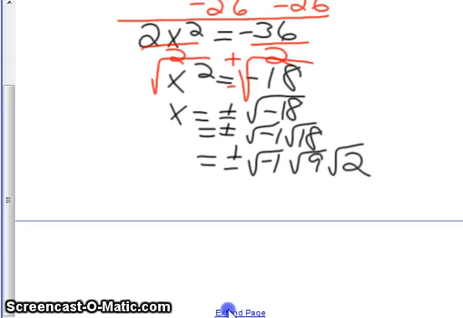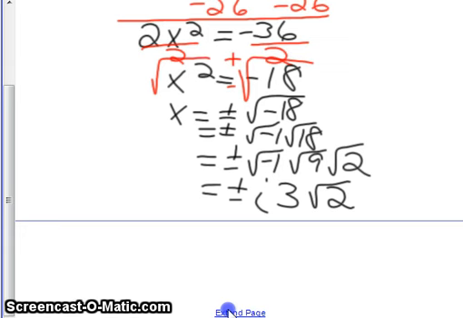Alright, so now on the first page, when we were doing the definitions, I told you that the square root of negative 1 is expressed as i. So I'm going to change that to an i. What's the square root of 9? 3. Radical 2 can't be simplified, so I bring down radical 2. So that's plus or minus i times 3 times radical 2.